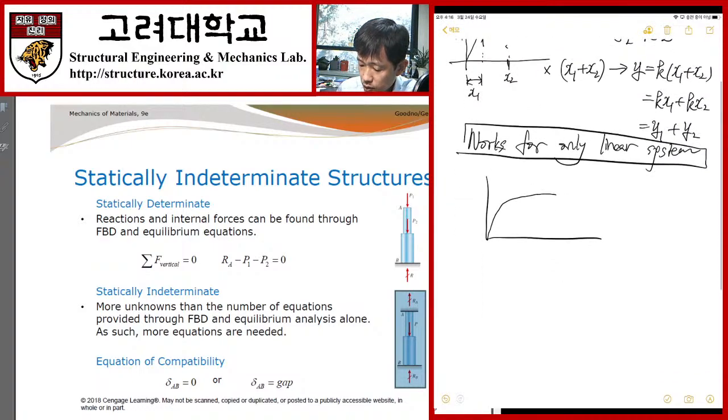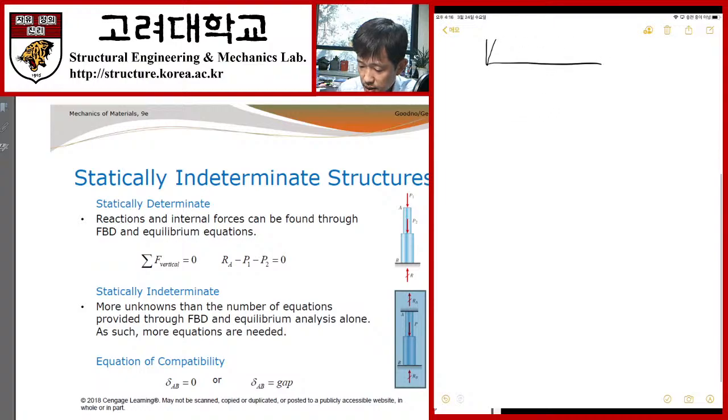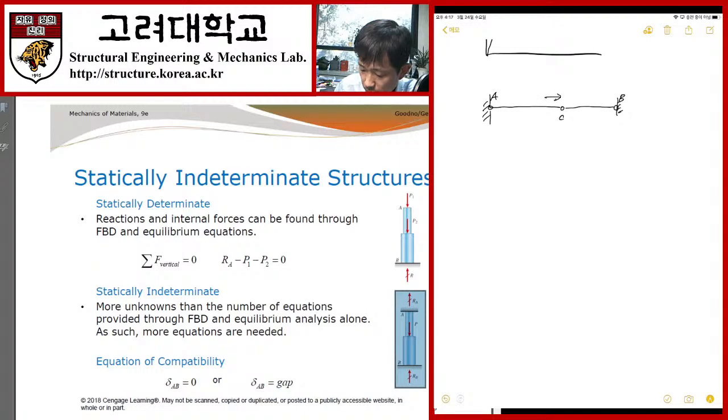Okay, so if you don't have questions, let's consider another way to approach this kind of problem. Say we are still using the same problem. Point A, B, and then C, we apply concentrated load P here. So I have RA and RB.